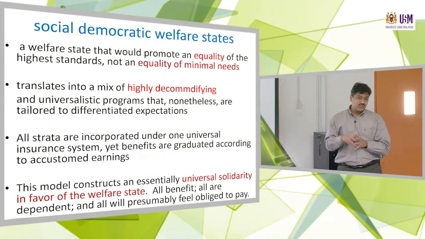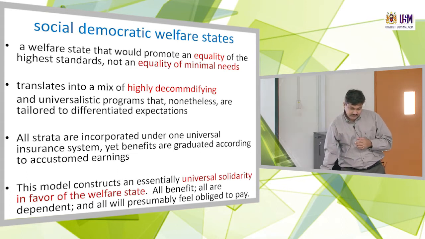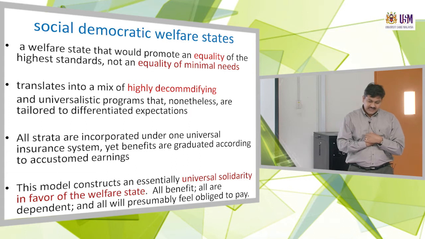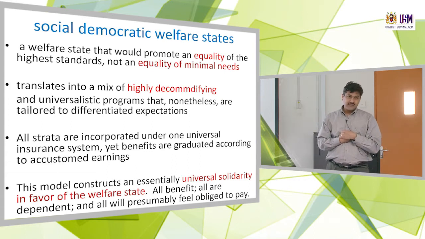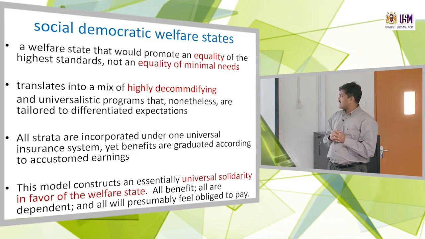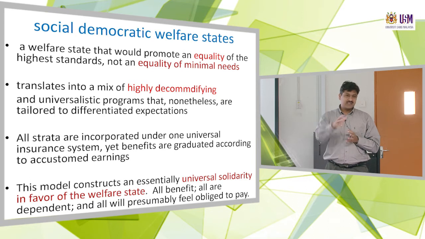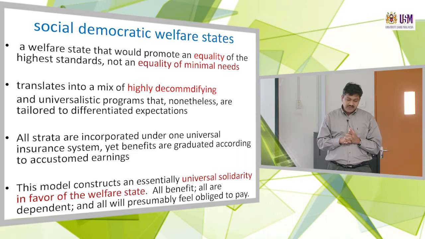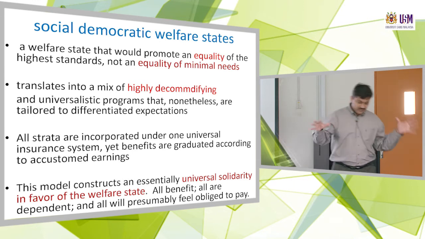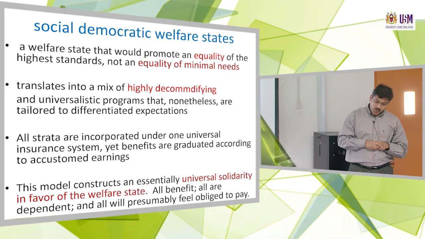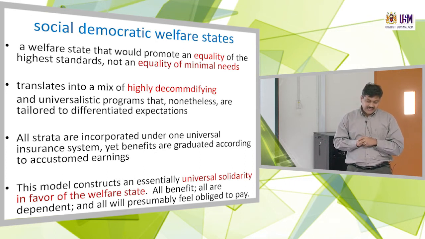Whereas the social democratic regime is institutional: everyone receives equal services. There's no selectivity, only universal services. It translates into a mix of highly decommodifying, because you can live, but some welfare provisions are attached to your performance, your industrial achievement, for example. So all strata are incorporated under one universal insurance system, and benefits are graduated according to your accustomed earnings. They're all covered in the insurance system, but it also depends on how much you contribute to a particular insurance system. The higher the contribution, maybe the higher the insurance services, but all of us are basically covered. This model constructs an essentially universal solidarity in favor of the welfare state.